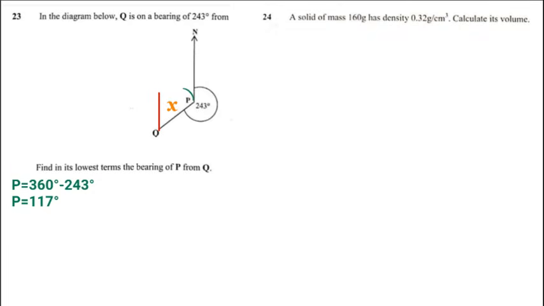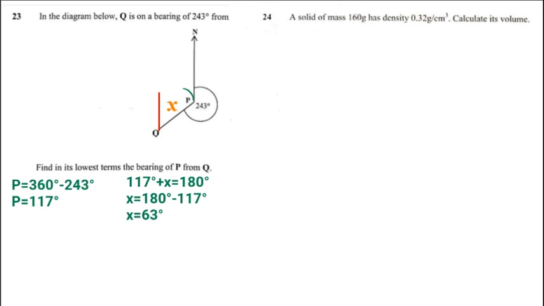Okay, so we're going to say 117 degrees plus X is equal to 180. Then here I'm going to put like terms together. Then I'm going to remain with X is equal to 180 degrees minus 117 degrees. Then I find the difference, which is going to be X is equal to 63 degrees. Now that is the bearing of P from Q.